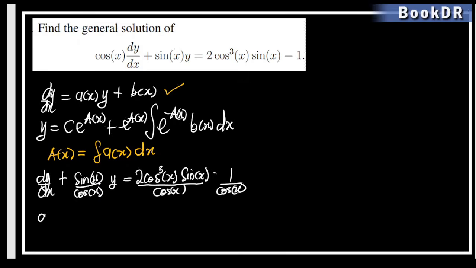So the left-hand side is dy/dx + tan x multiplying y is equal to, for the first part on the right-hand side, the cos³x will divide the cos x and we'll have cos²x. So we have 2 cos²x sin x. Then the 1 over cos x becomes minus sec x.